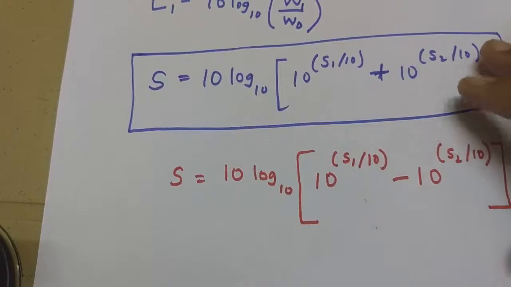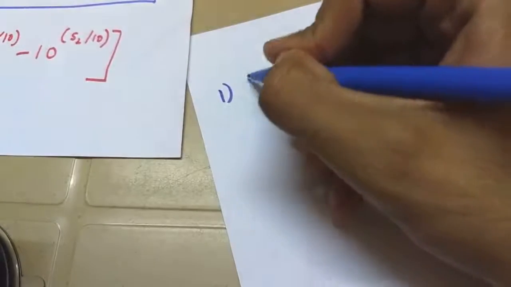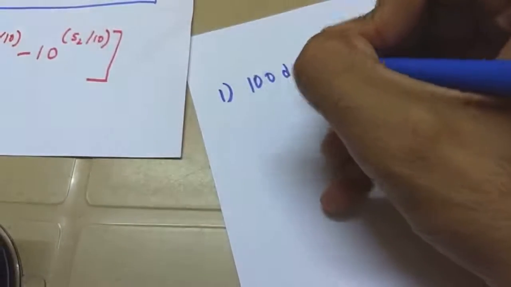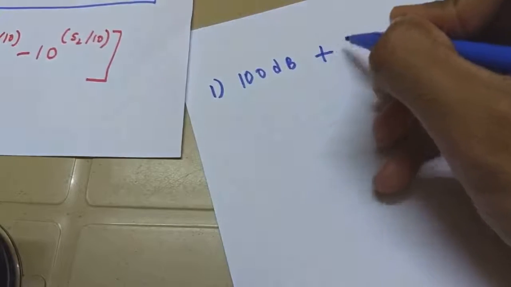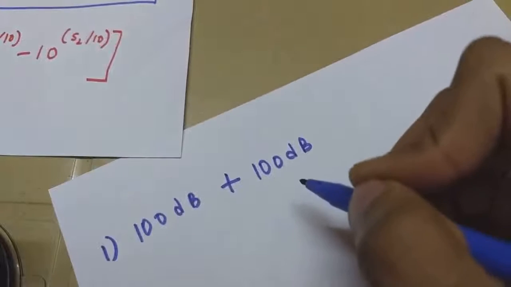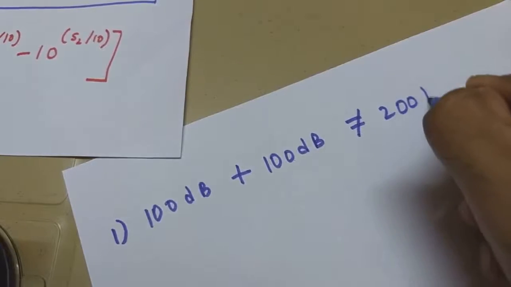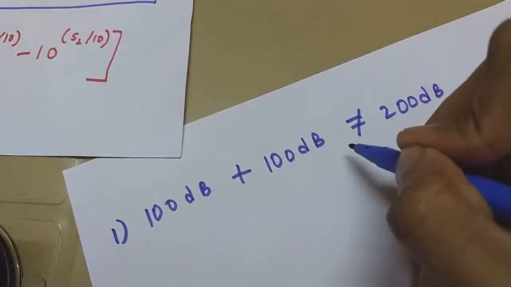So today I'm going to demonstrate certain additions and subtractions that you can actually encounter in your everyday life and tell you what the results are. Let's start with the first case, which is 100 decibel of sound pressure level plus another 100 decibel of sound pressure level. Since it's not a linear addition, it's not equal to 200 decibel. Remember that. It's a logarithmic addition.